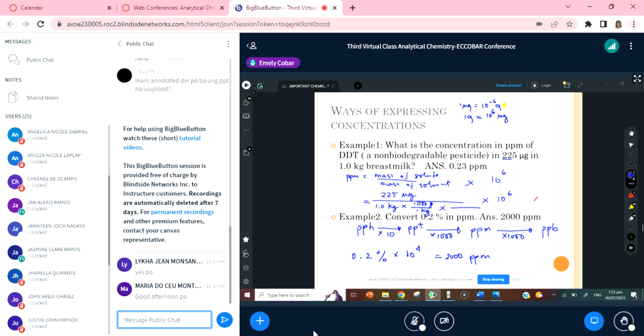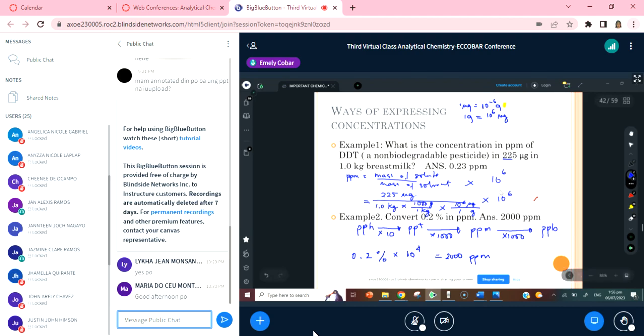Tapos dito gram, di ba? So sa denominator natin must be grams. Sa itaas must be microgram. So 1 gram is 10 to the 6, or 1 million, right? Okay. 10 to the 6 microgram ang 1 gram. Okay?